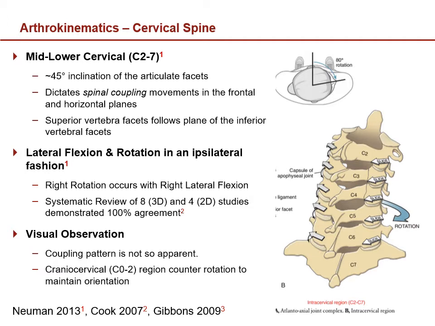Depends, of course, on where you're focusing your vision and where you're orienting yourself. It should also be noted that the coupling patterns are not so apparent with visual observation, particularly of the upper cervical spine. But when you look at this with 3D and 2D kinematics, there's consistent agreement in the lower cervical spine, with lateral flexion and rotation to the same side, and then some more inconsistencies in the upper cervical spine, presumably depending on how the individual is orienting themselves and where their attention and focus is.